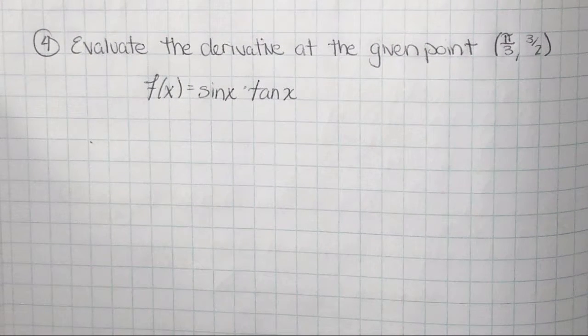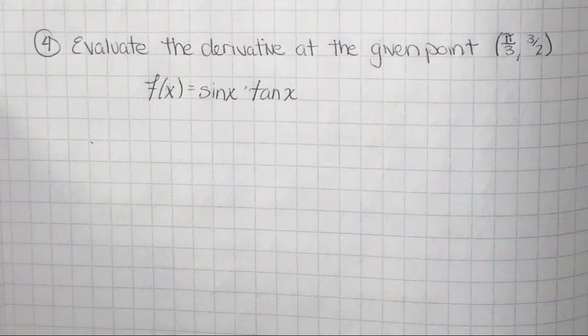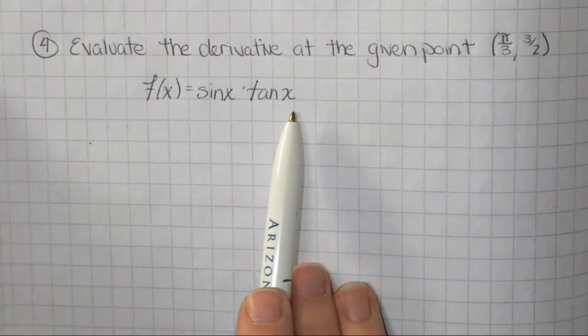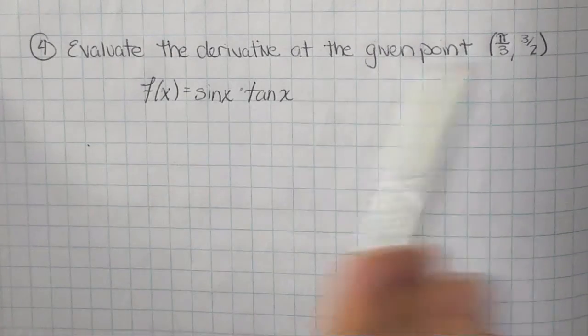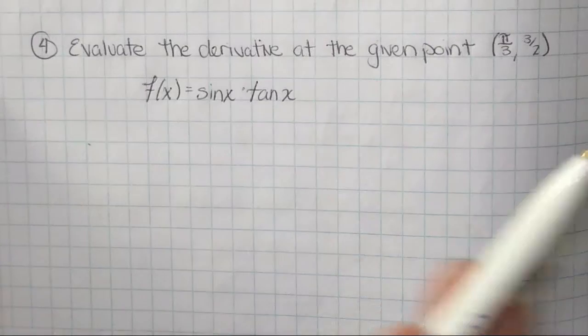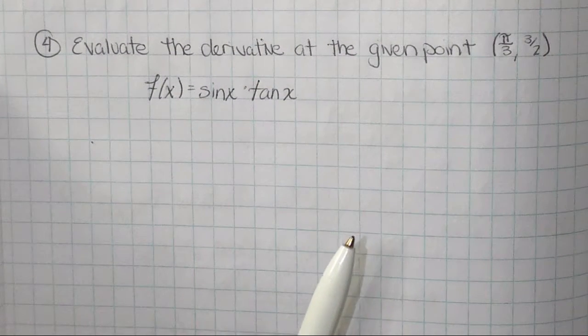F of x equals sine x times tangent x. The point is pi over 3, comma, 3 over 2. And you can take my word for it that this point actually is in here. I promise it is. If I plugged in pi over 3 for sine, I would get 1/2. If I plugged in pi over 3 right here, it would work. I promise. Okay?